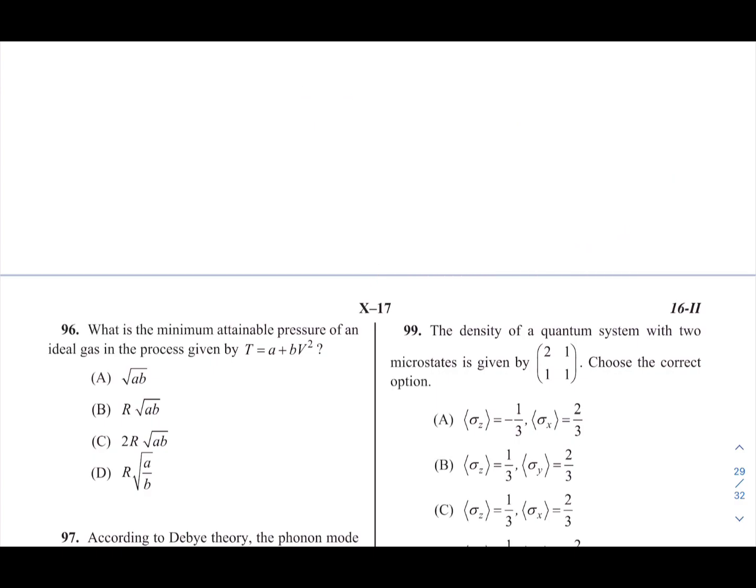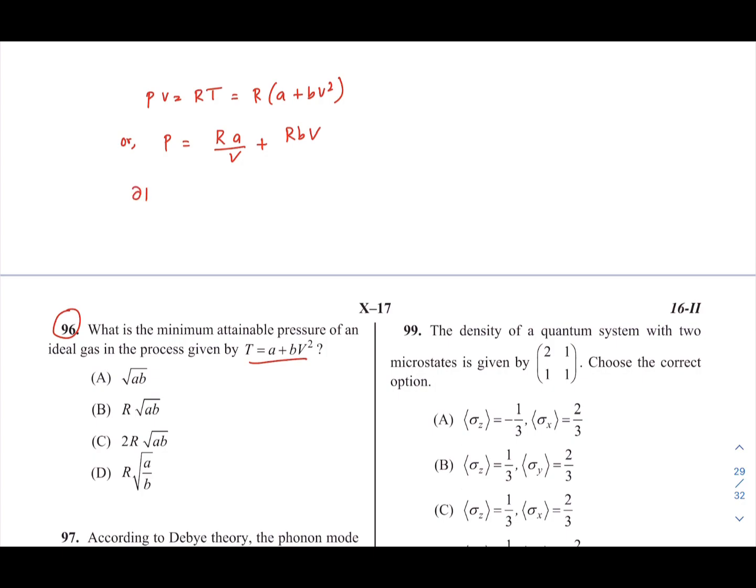Problem number 96. What is the minimum attainable pressure of an ideal gas in the process given by this? So we use the ideal gas equation, PV equals RT, and replace T by this A plus B V squared, or P equals RA by V plus RBV.